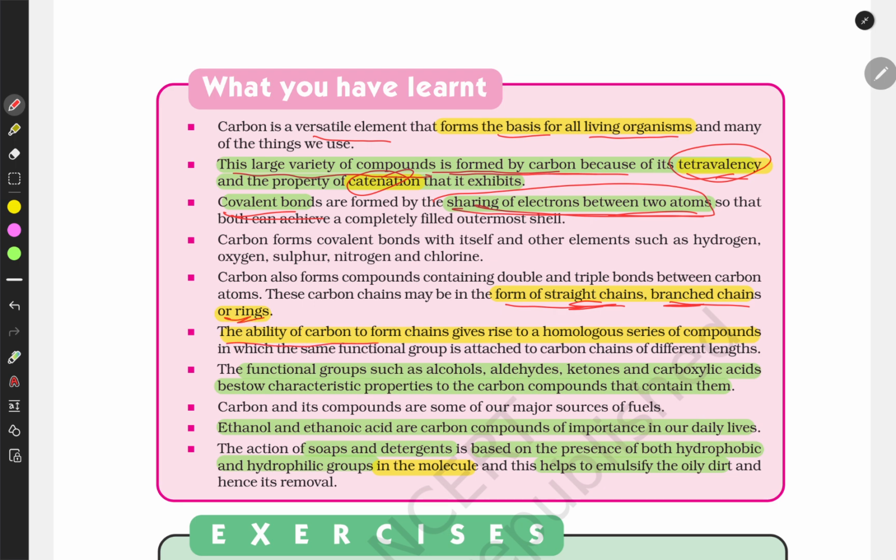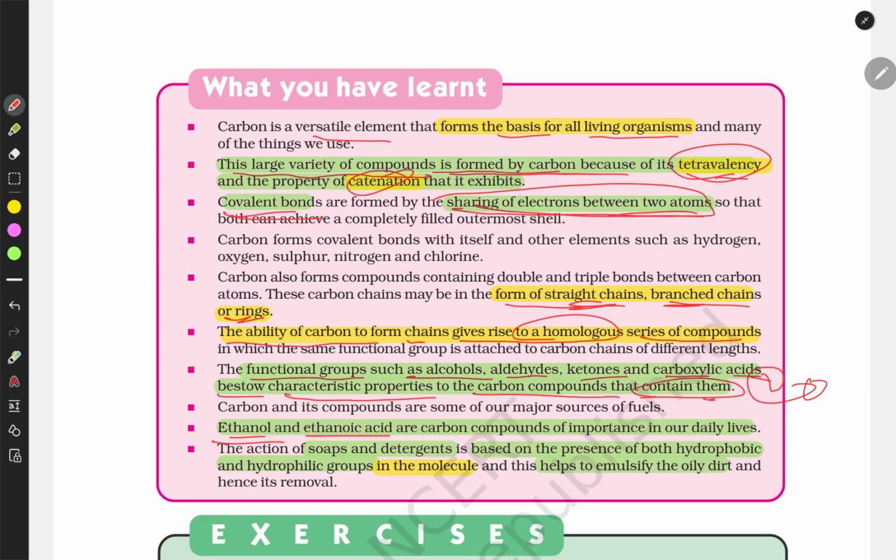The ability of carbon to form chains gives rise to the homologous series of compounds. And functional groups such as alcohol, aldehyde, ketone, and carboxylic acid bestow characteristic properties to the carbon compounds that contain them, and this is called a functional group.